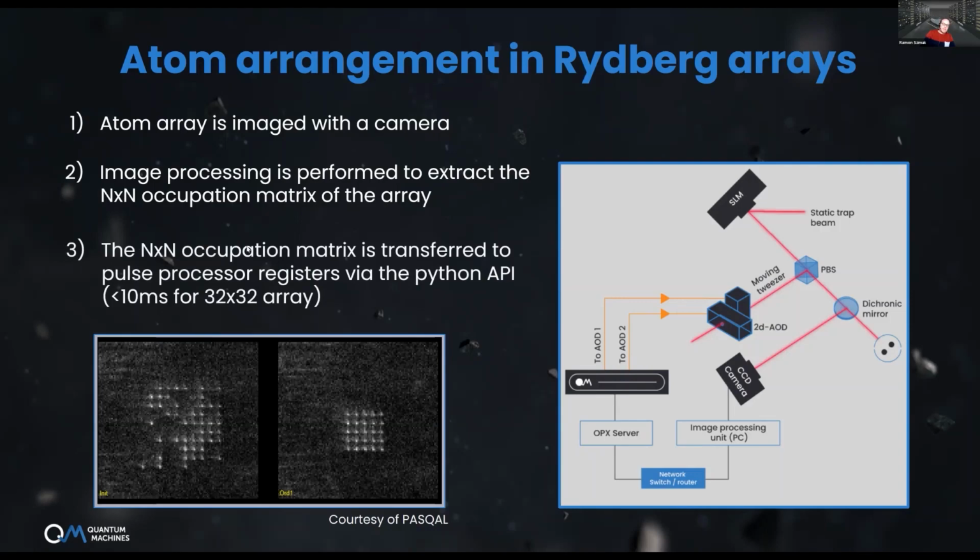And then, yeah, the n-binary occupation matrix is transferred to the pulse processor. And currently we can transfer a 32 by 32 array in under 10 milliseconds. Of course, when we have a tighter camera interface, it will be much shorter than that. And we will also perform the image processing ourselves. But currently, this is how things are done in the quantum orchestration platform.